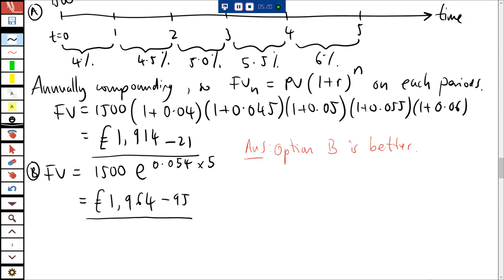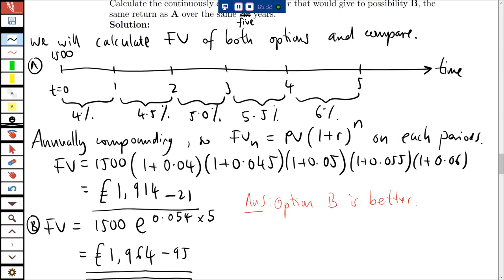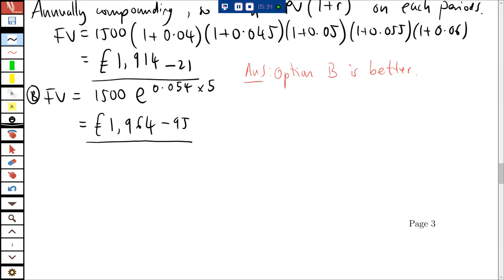Now the final part of the question says, calculate the continuously compounded rate R that will give possibility B the same return as A over the same 5 years. Okay, so the final part of the question.